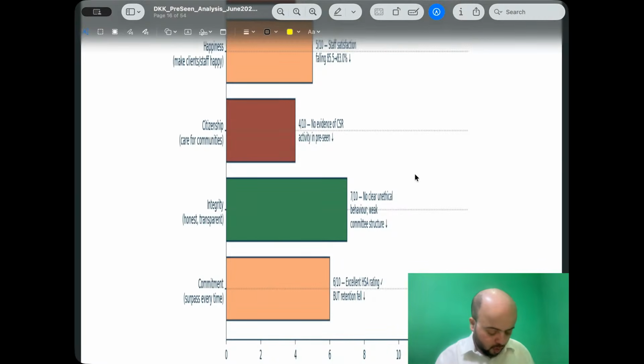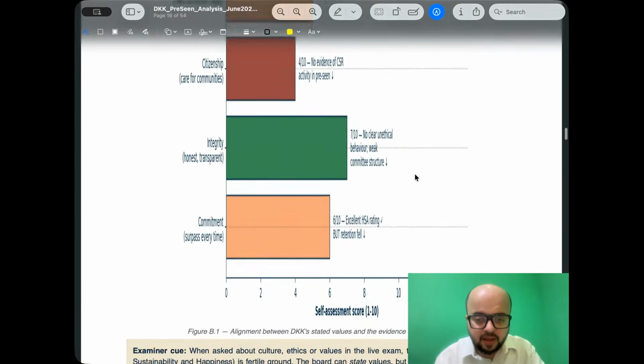Then, talking about integrity, we give it a 7 on 10, and commitment surpasses every time. Right now, it's a 6 on 10. The retention ratio has fallen. See, it's still very good. Okay, it's not as if retention is not happening, but it's not how it was earlier. So naturally, there is a deficit or a deficiency here.